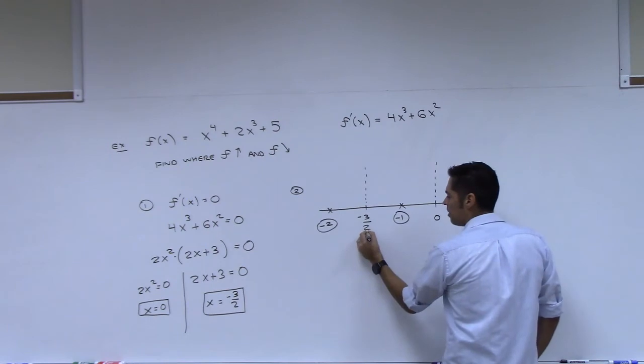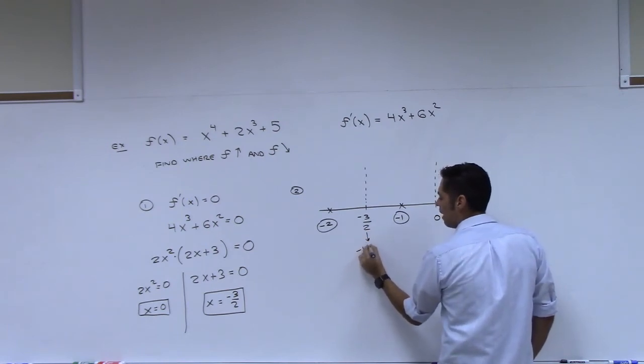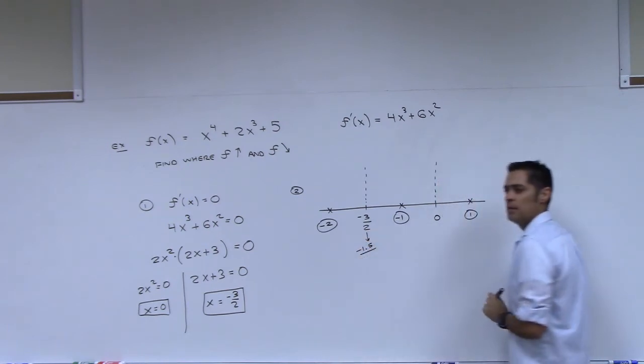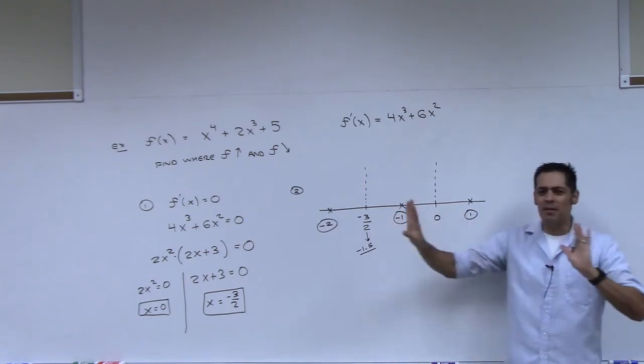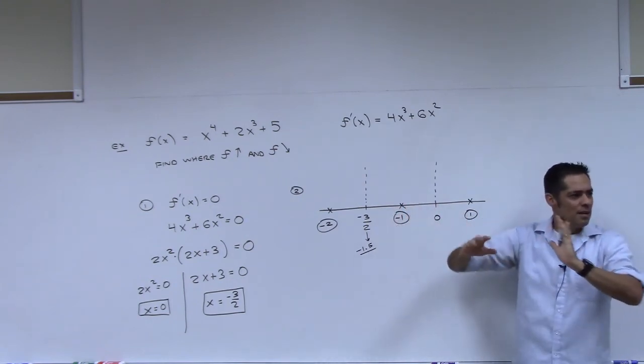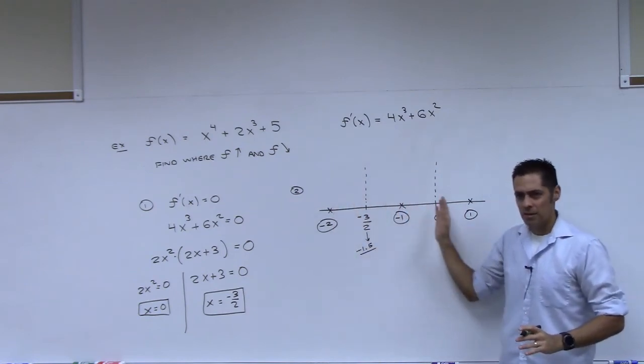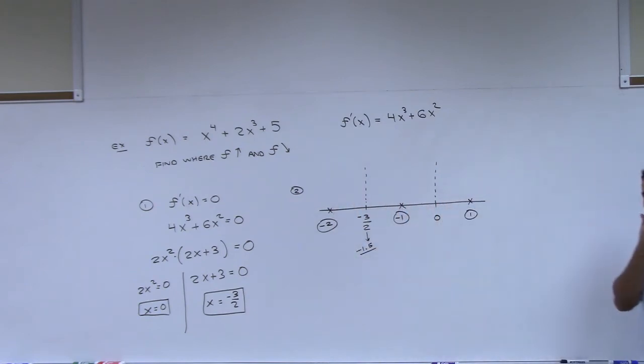And just remember, this number right here is negative 1.5. If you need to do that on your calculator, that way you know negative 1 is in here. Notice I don't even care about the spacing of these numbers. I'm just trying to get the order correct. Questions on that?